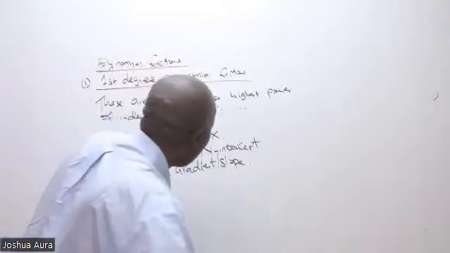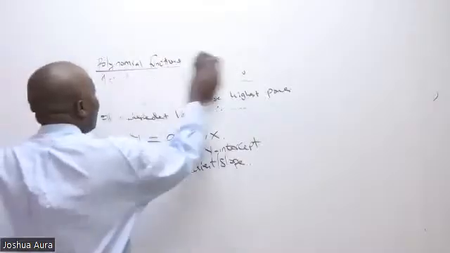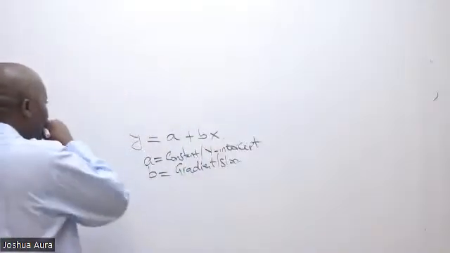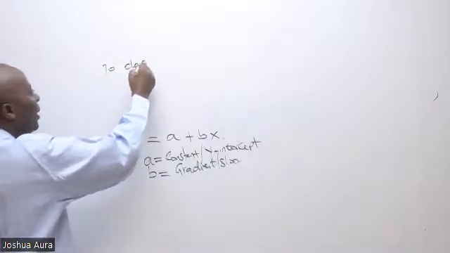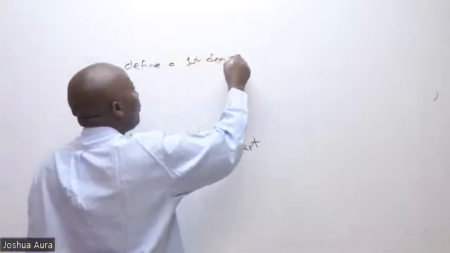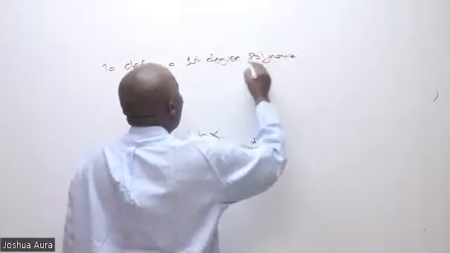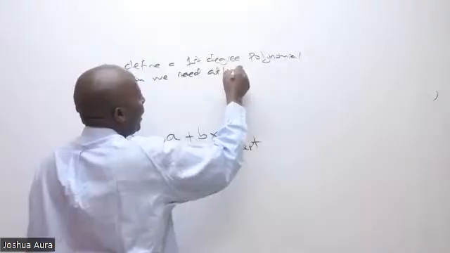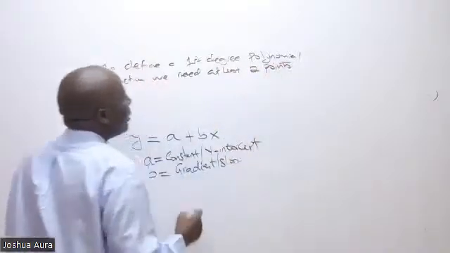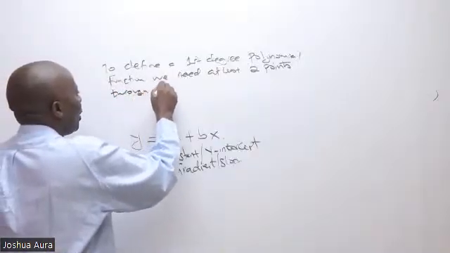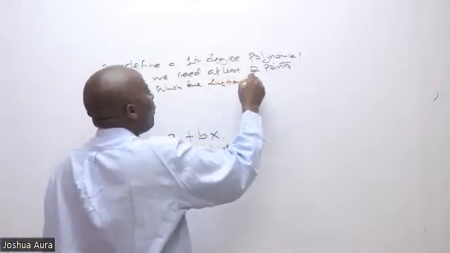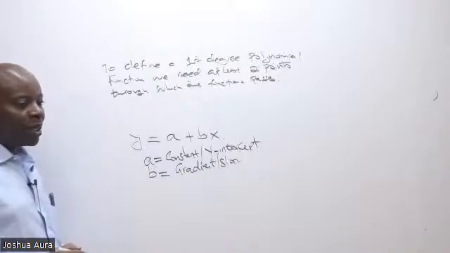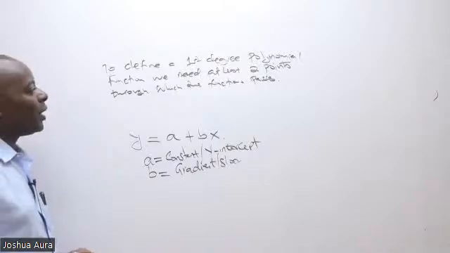Great. So, ladies and gentlemen, I would want you to appreciate one thing here. For first degree polynomial functions, what do we need? Listen to me very well. To define a first degree polynomial function, we need at least 2 points through which the function passes.